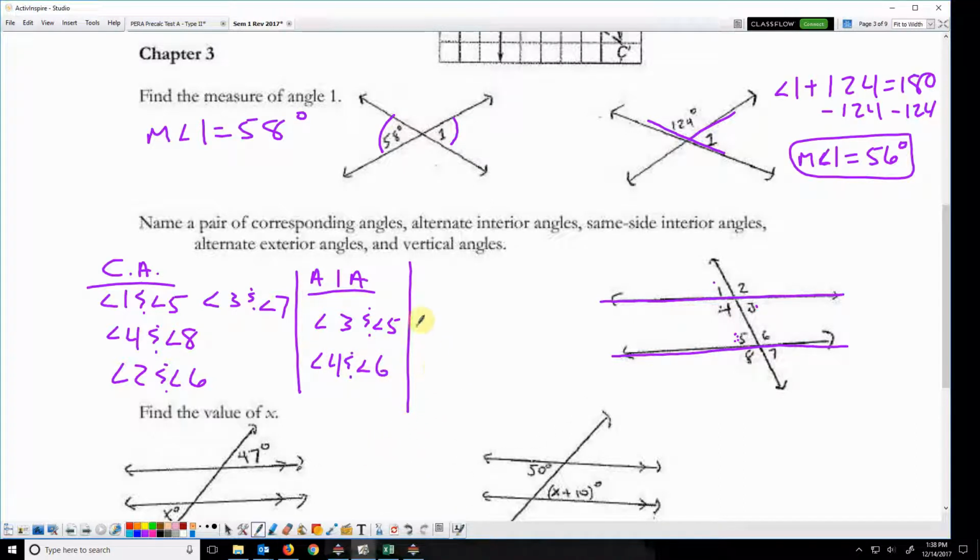Same side interior angles, those are also called consecutive interior angles. They also have to be inside and on the same side of the transversal, angles 4 and 5. And angles 3 and 6.